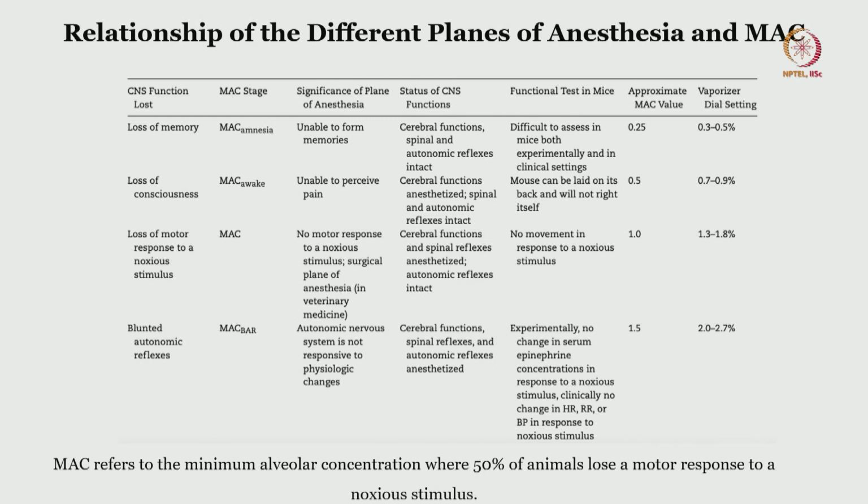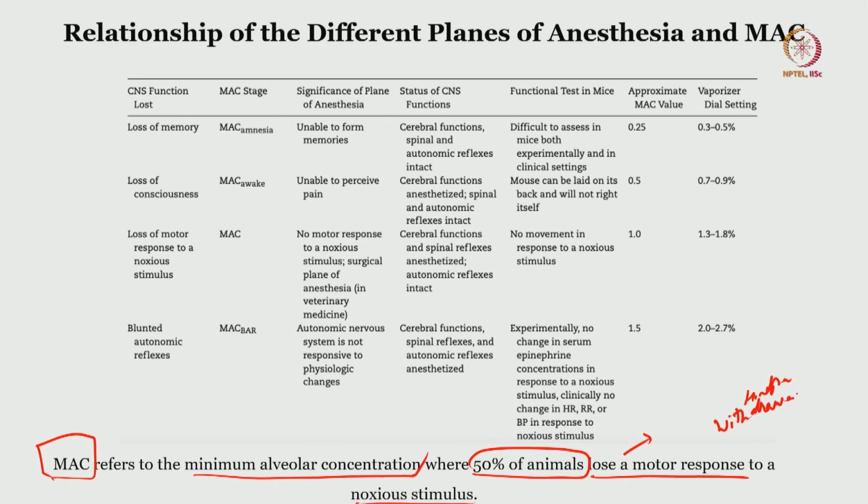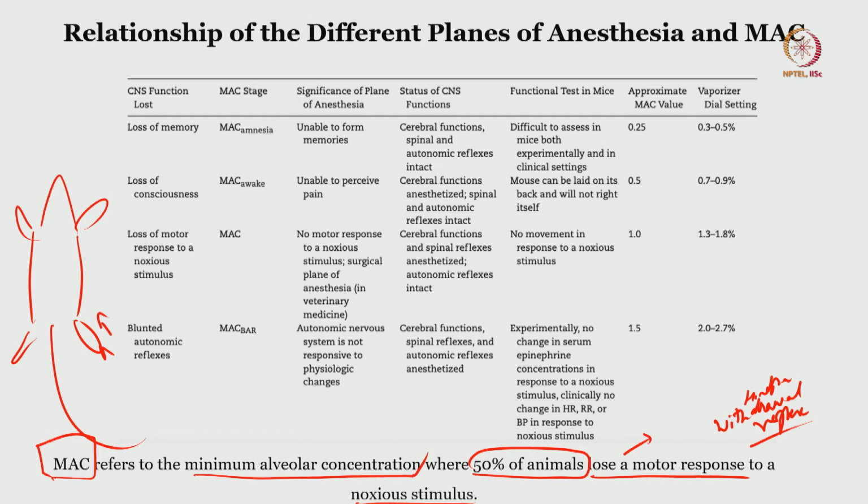In this slide, I'm trying to explain the role of MAC. This is a very important parameter when you are considering general anesthesia. It refers to the minimum alveolar concentration, wherein 50% of the animals lose a motor response to a noxious stimulus, and that motor response is, when you pinch the hind paw, usually there is a withdrawal reflex. So when you pinch the hind paw, there is a withdrawal flexion. That means the rat is still active and is able to perceive the painful stimuli.